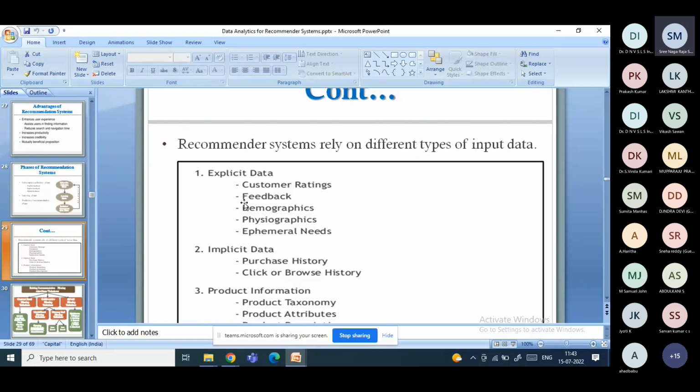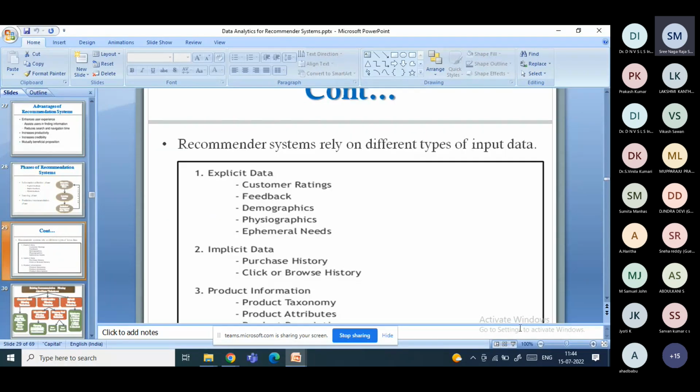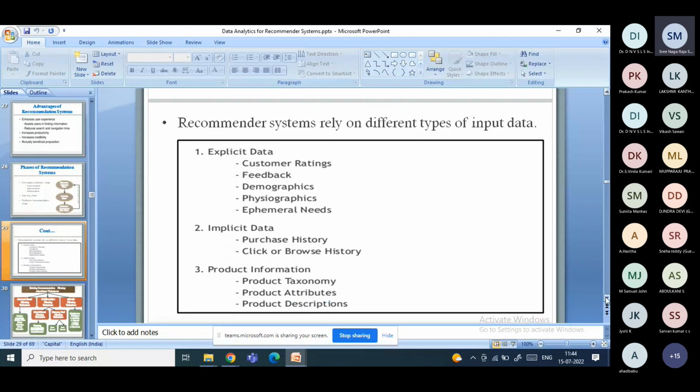Like this, explicit data. Coming to the implicit data, we have purchase history. We have purchase history in Amazon. We have watch history in Netflix. We have watch history in Amazon Prime. Like this, the previous history is called implicit data, and click or browse history, right? Coming to the last one, product information. The product information is nothing but product taxonomy, product attributes, product descriptions. All these are the inputs that are given to the recommender systems.